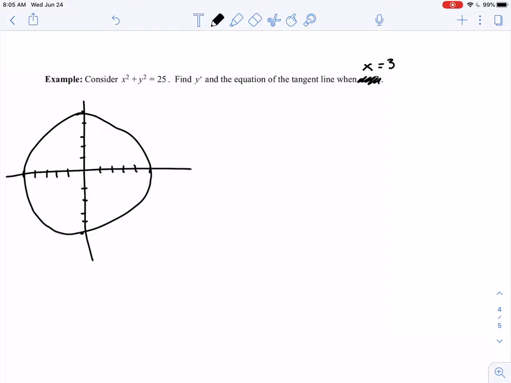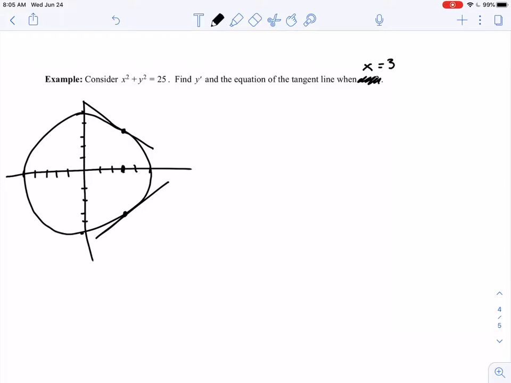It's obviously not a perfect circle, but when x is equal to 3, let's look at that. 1, 2, 3 right here at this x value. I've got a point right here, which gives me a tangent line right there. And then I've got another point down here as well. I'm going to end up with a separate tangent line right there.